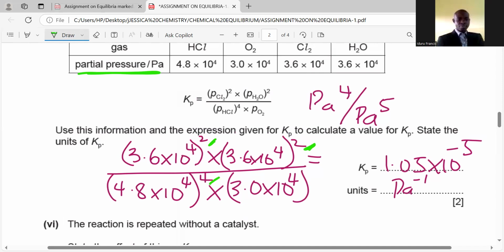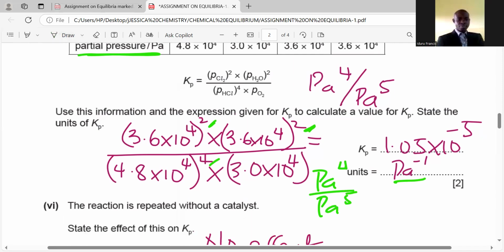So we have P to power 4 over P to power 5, giving P to power minus 1. That is for the overall pressure.